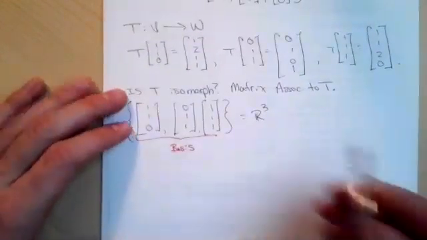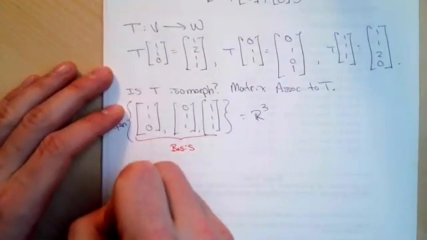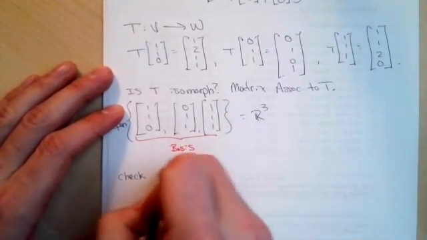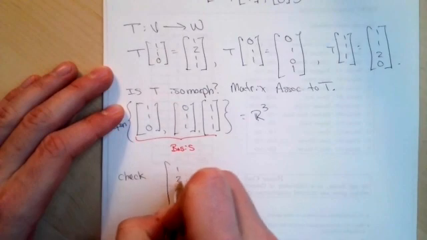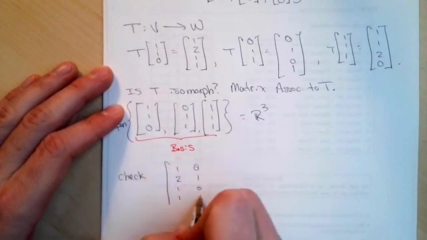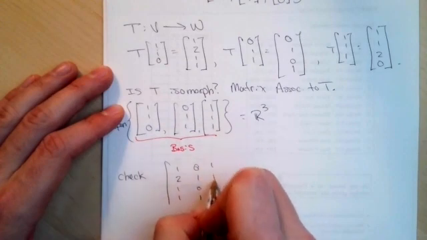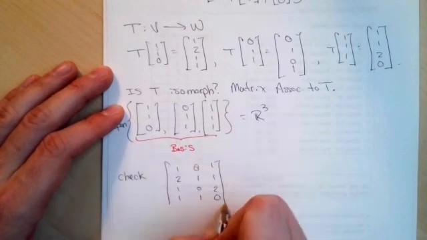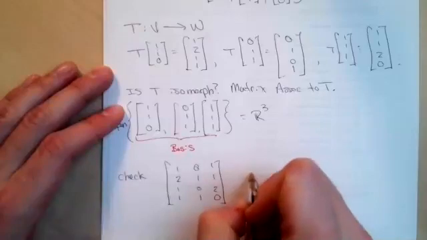We should also check that, and we can write it in a matrix maybe, (1, 2, 1, 0), (1, 0, 1, 1), and (1, 2, 0), are linearly independent.